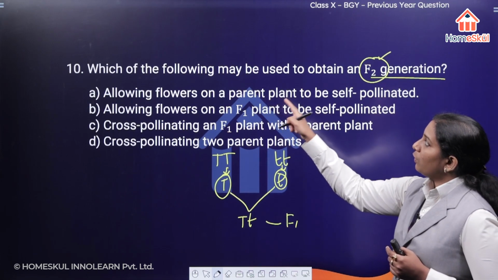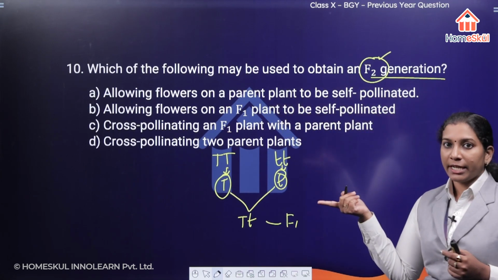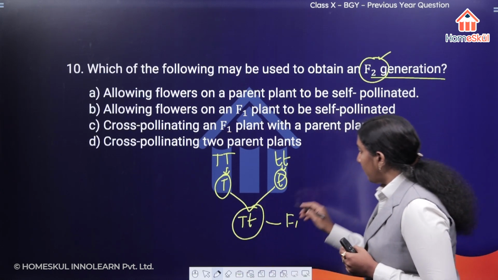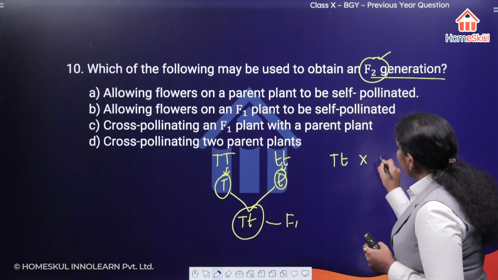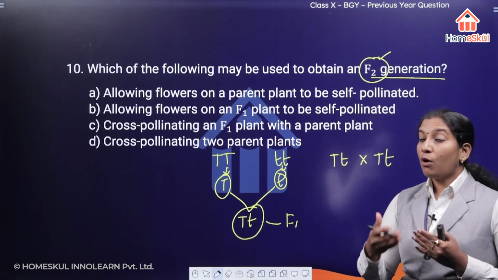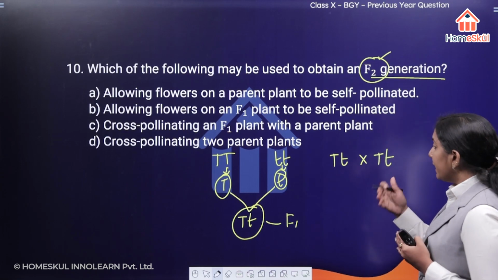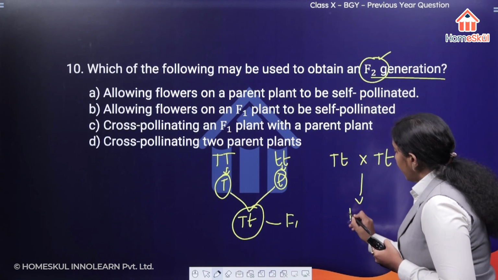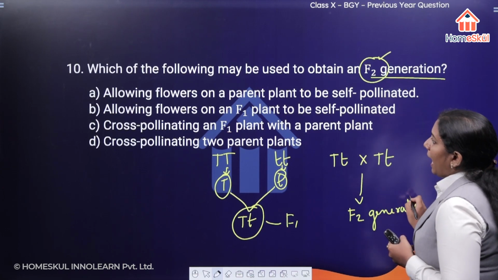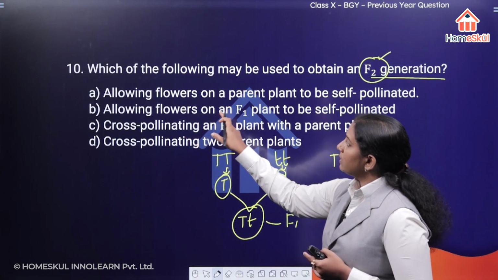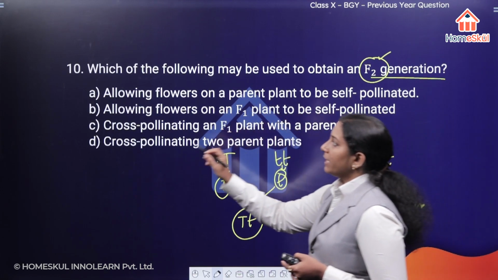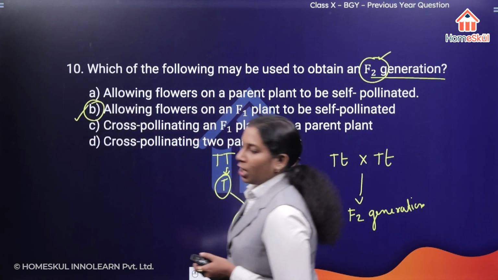So which of the following may be used to obtain an F2 generation? That is the question. For getting an F2 generation, we choose this F1 plant and self-pollinate this F1 plant. Then we will get an F2 generation, right? So the answer is allowing flowers on an F1 plant to be self-pollinated. This will be the correct option.